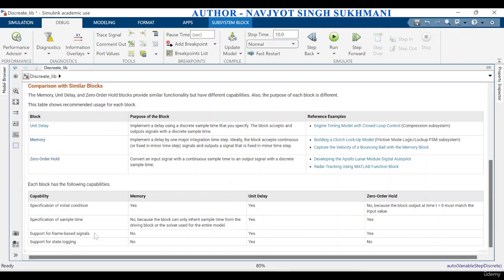For support of frame-based signals, the memory block will not support it, but zero order hold and unit delay blocks will. For support of state logging, the memory block and zero order hold block will not support it, but the unit delay block will. So the unit delay block contains all the features without any limitations, but each block has different features and capabilities to perform various things in Simulink. That's all about the unit delay, memory, and zero order hold blocks in the discrete library.